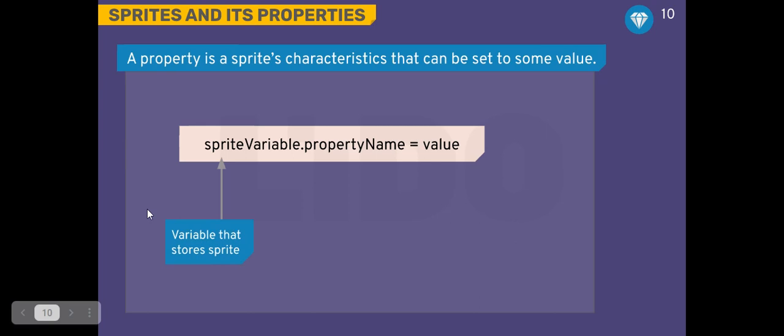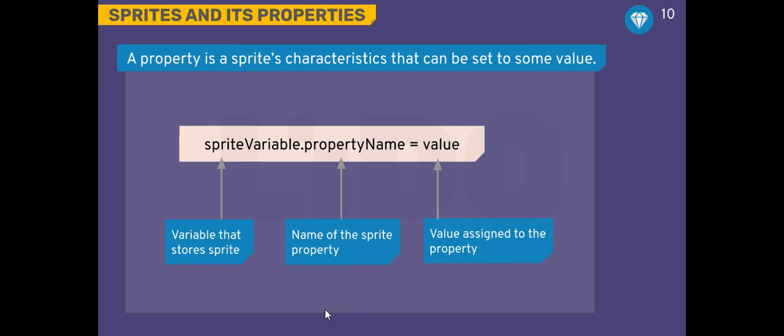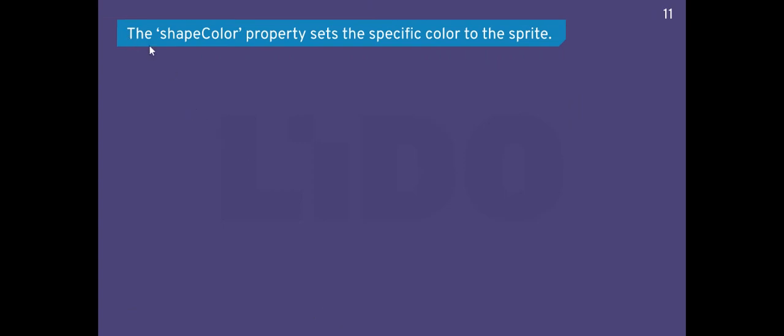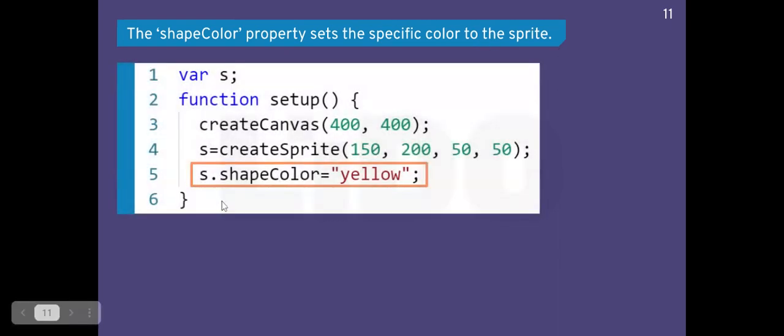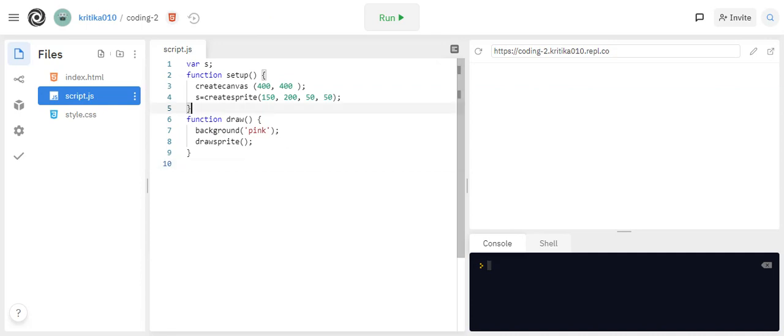But when we use variable in coding, what does this become? A variable that stores sprites. Means there we store our sprite variable. And this is our property name. What is our name? What is the car name? And this is the value against the property. Shape color properties set the color of the sprite. Now we want to do like this. Okay, now press enter.